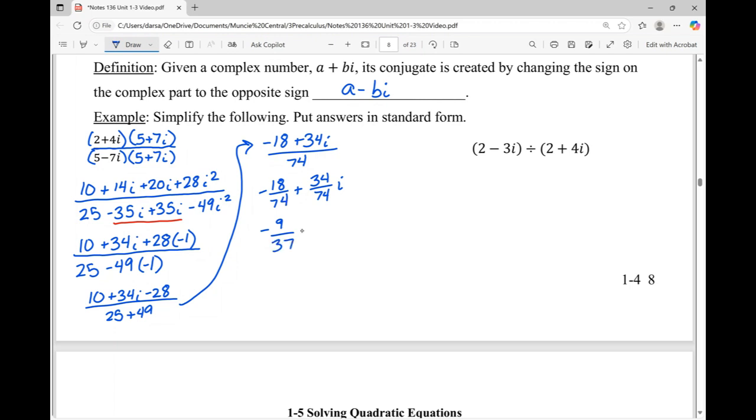and that'll give me negative 9 over 37 plus 17 over 37i. And there is my final answer. A lot trickier than it looks, right?